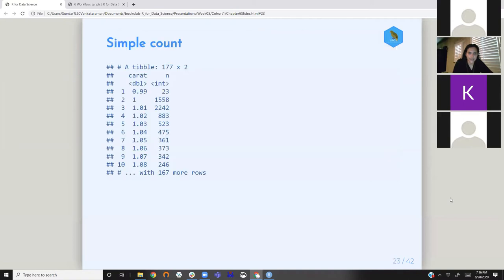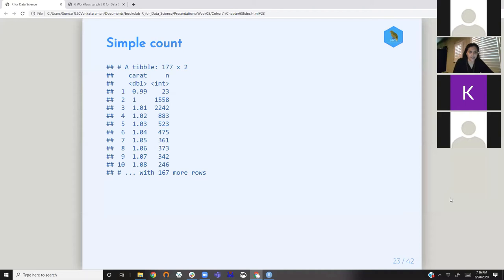And alternatively, if you wanted to just do a simple count, you could start to see where the maximum numbers of the diamond carat values are being found. You can see that your 1.01 has the maximum number, and 0.99 is pretty low, but the biggest numbers here look like 1 and 1.01.